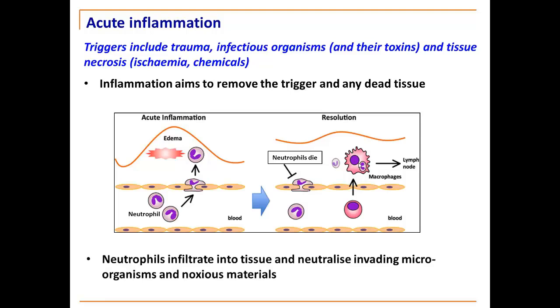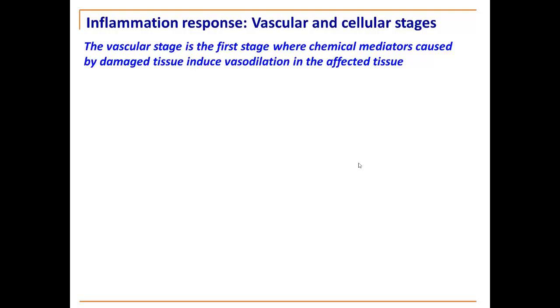So now we're going to talk about how this actually happens in a little bit more detail. And it's split into two stages. We have a vascular stage, which is about the blood vessels, and we have the cellular stage, which is about the cells. And when we're thinking about the vascular stage, we're thinking about the blood vessels and the changes in blood flow and the changes in diameter.